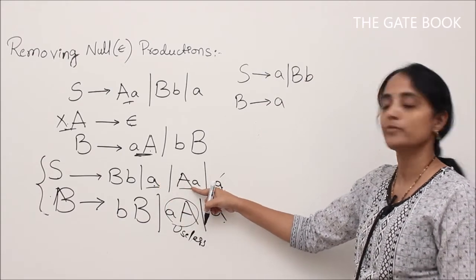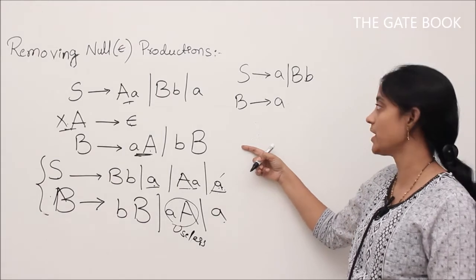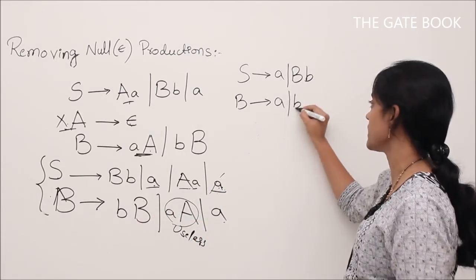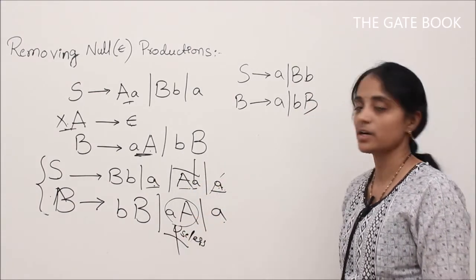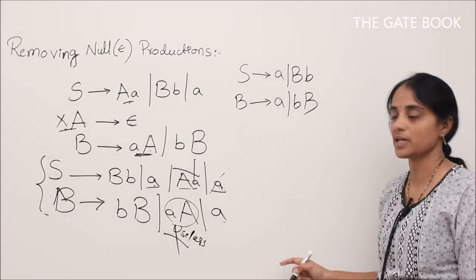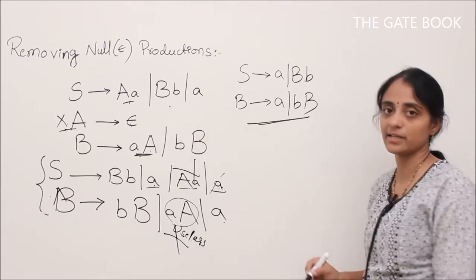What about AA? We should not add because we haven't decided whether A should be included or not. And B derives A is already there, B derives BB. So we have removed these two productions because they don't derive any terminal string from that. So this is the final equivalent grammar for this given grammar.